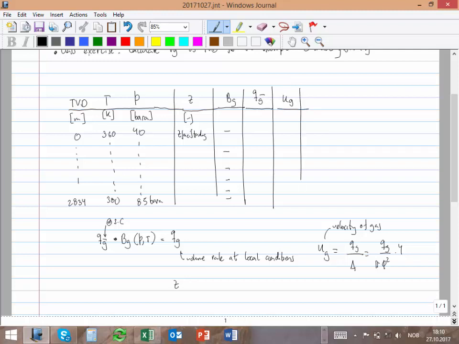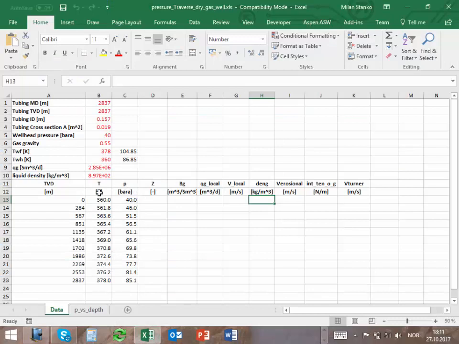Let's do it, and I will give you enough time, so let's see if we can do it together. As a file, I took away all the CT, what we have done yesterday. Now we are focusing, after we have pressure and temperature, on calculating the velocity in every point in the tube. You see I have exactly those columns: C, BG, QG, and V local.